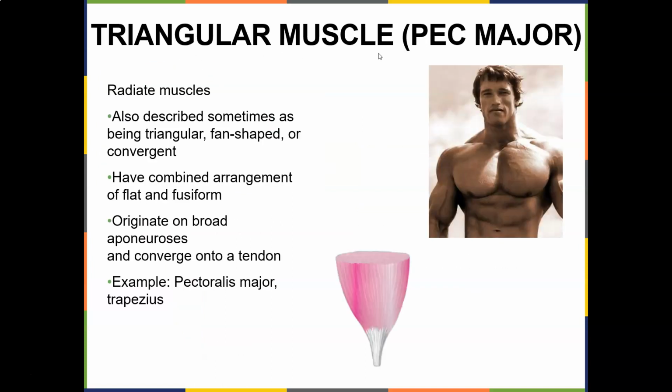Now you have triangular muscles, which are also known as radiate muscles. Also described sometimes as being triangular, fan-shaped, or convergent. So radiate and triangular are the same. They have a combined arrangement of flat and fusiform. They originate on the broad aponeurosis and converge into a tendon. So pectoralis major and traps are examples of this.